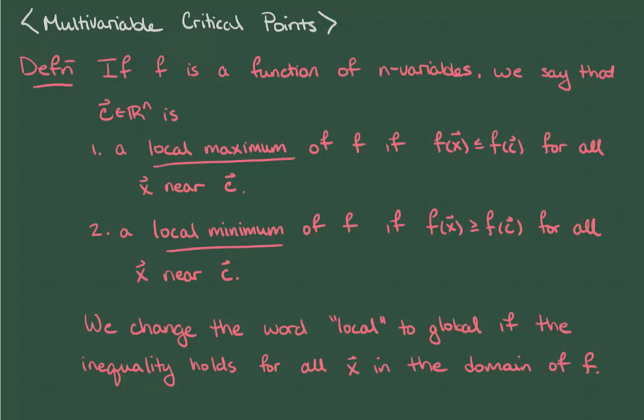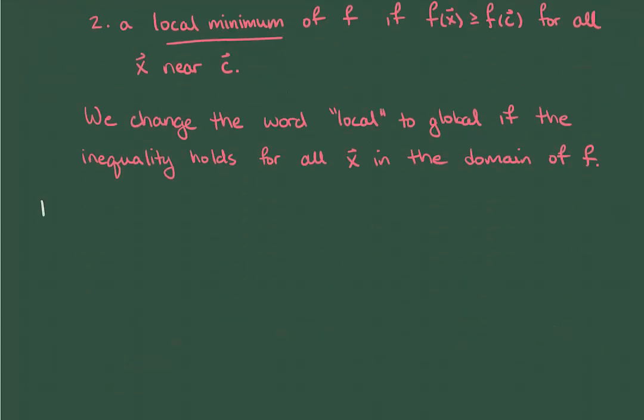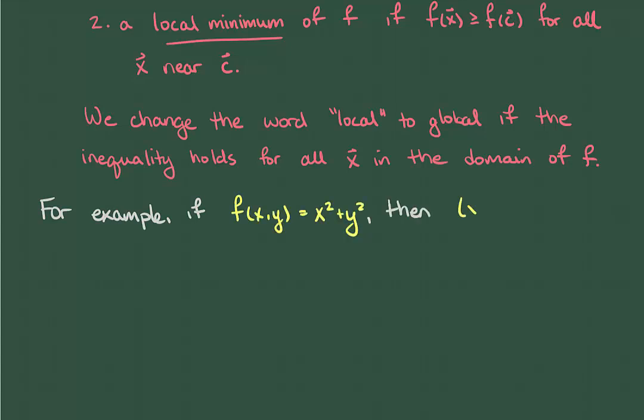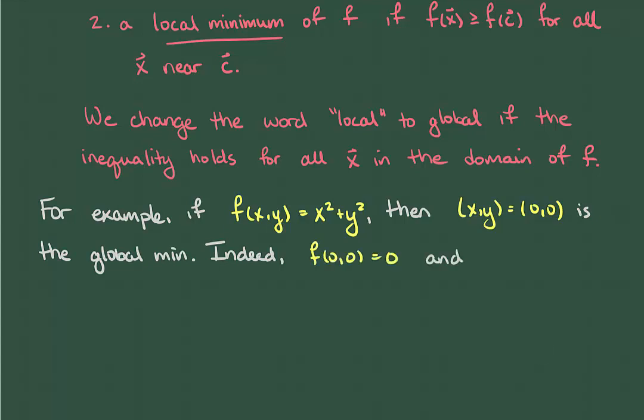As usual, you're a local maximum if you're bigger than everything nearby, and a local minimum if you're smaller than everything nearby. We change this to a global max or min if you're bigger or smaller than everything in the domain, respectively. As a quick example, the function x squared plus y squared is the two-dimensional analog of a parabola. Here, the point (0, 0) is a global minimum, since if you evaluate f at this point, you will get 0. And as the output is the sum of two non-negative numbers, the result of f will always be non-negative itself.